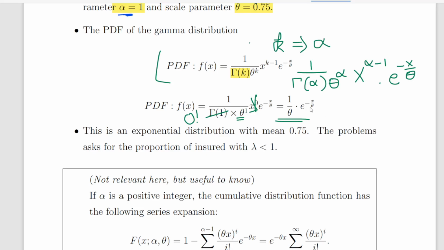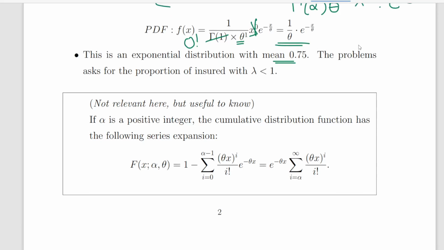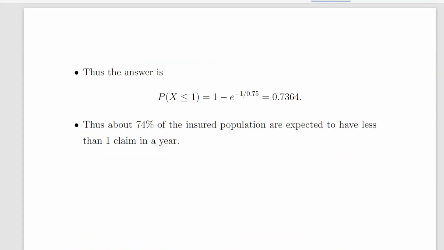Because theta is 0.75, that means it is an exponential distribution with mean 0.75. So we don't even have to calculate the gamma distribution. What we have here is an exponential distribution. That is the probability density function of the exponential distribution: 1 over theta times e to the minus x over theta. We'll come back to that shortly. I'll leave that for the time being because it's just too long.